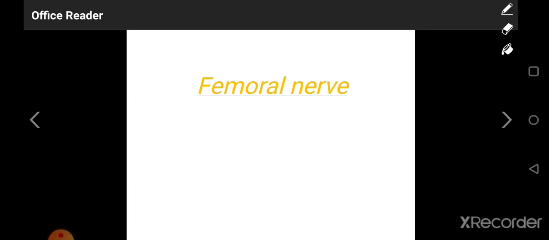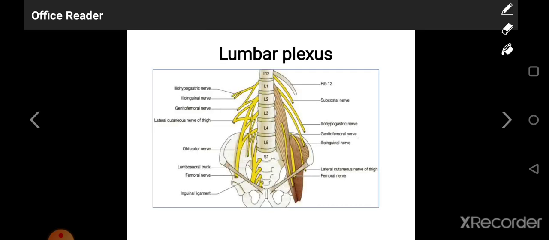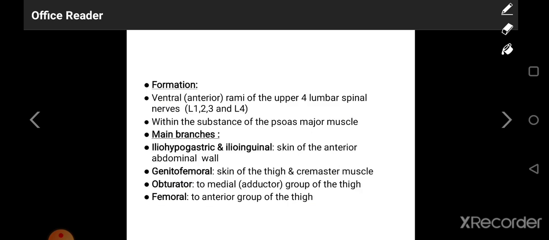Here I am going to tell you about the anatomy of the femoral nerve. The femoral nerve is a branch from the lumbar plexus. This plexus, this network, is formed in the lumbar region to provide innervation to the lower limb. This is the lumbar plexus arising from L1 to L5 spinal nerves.